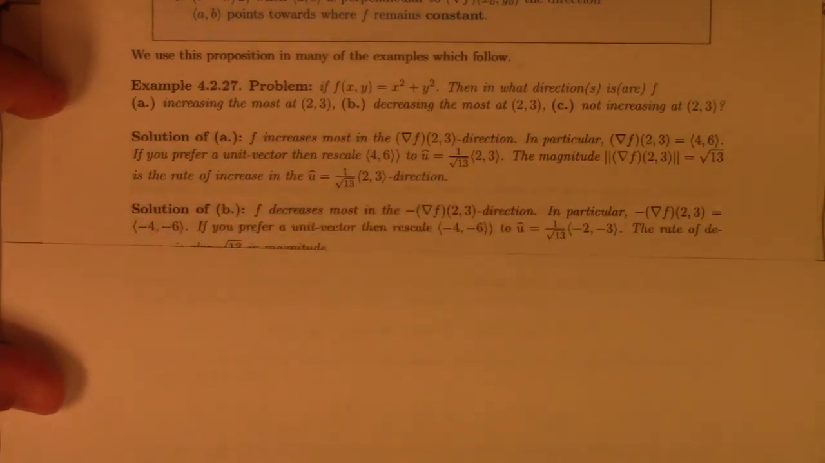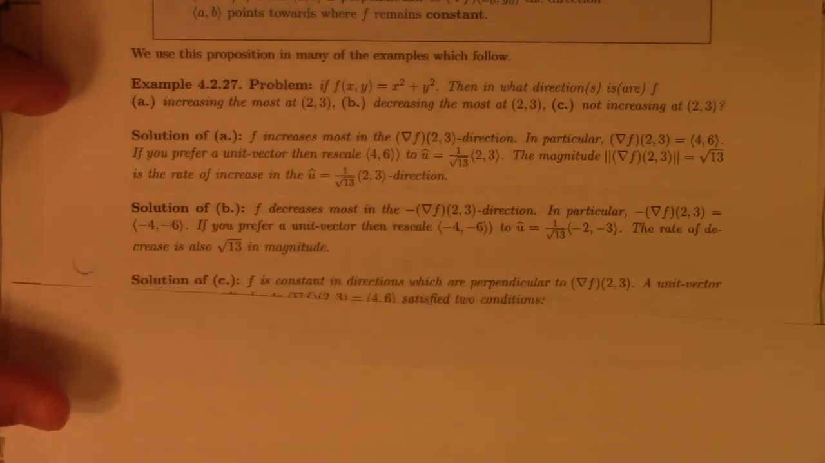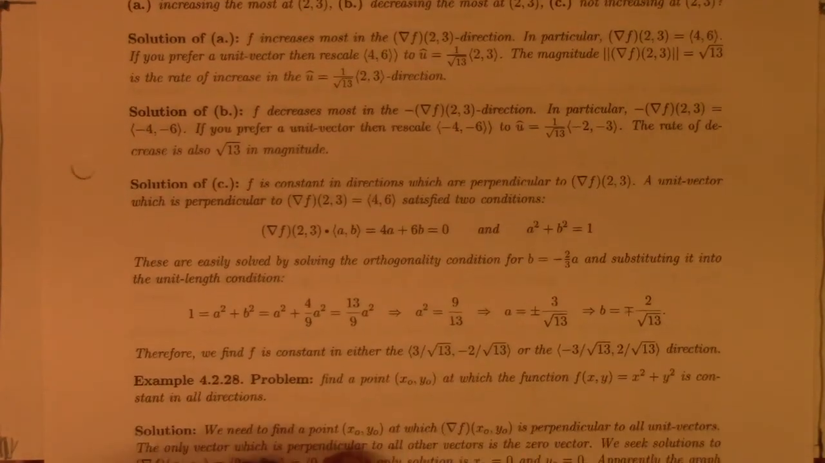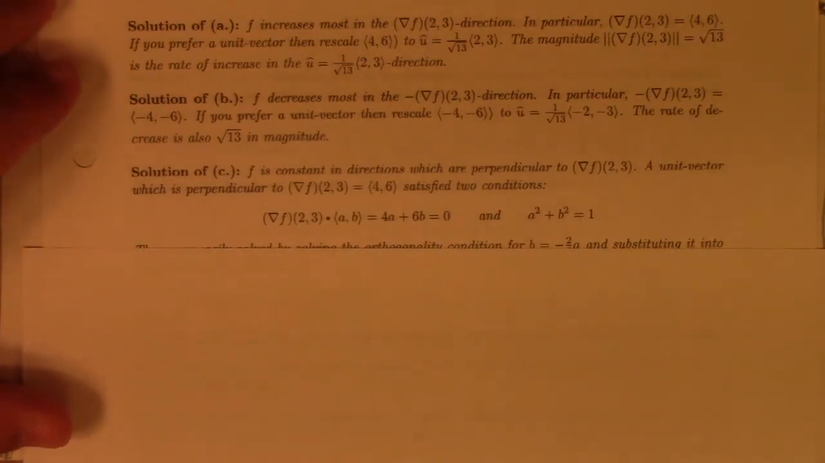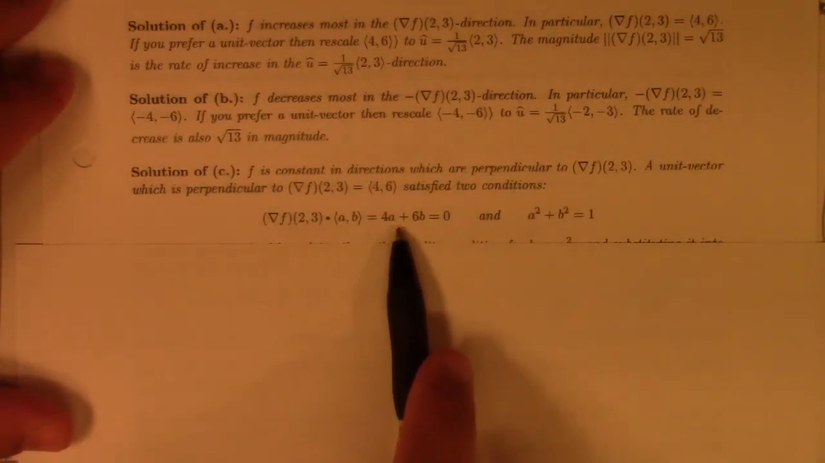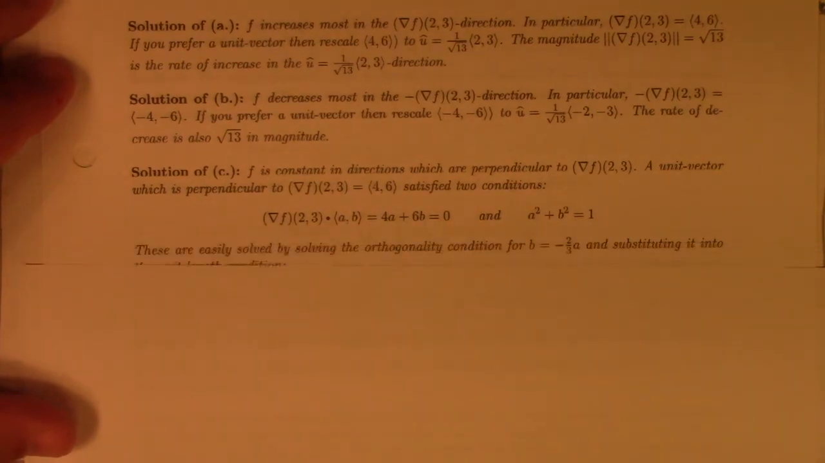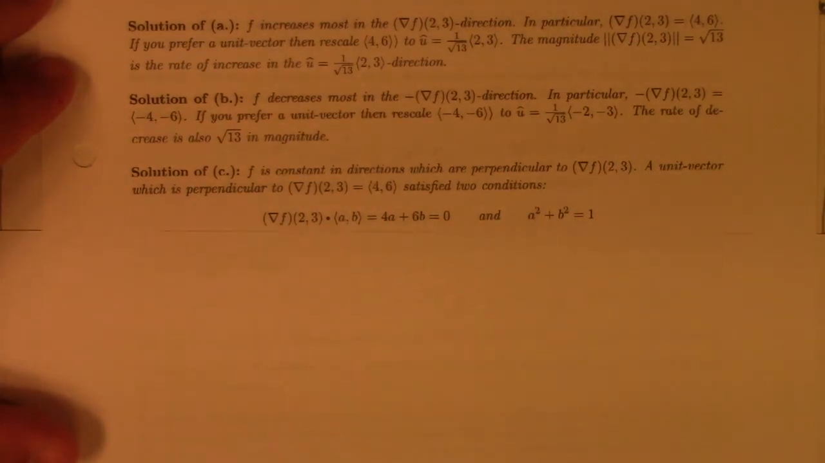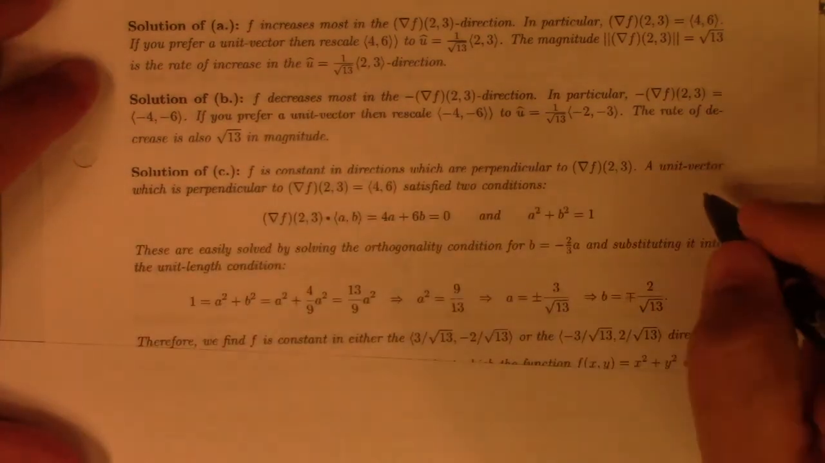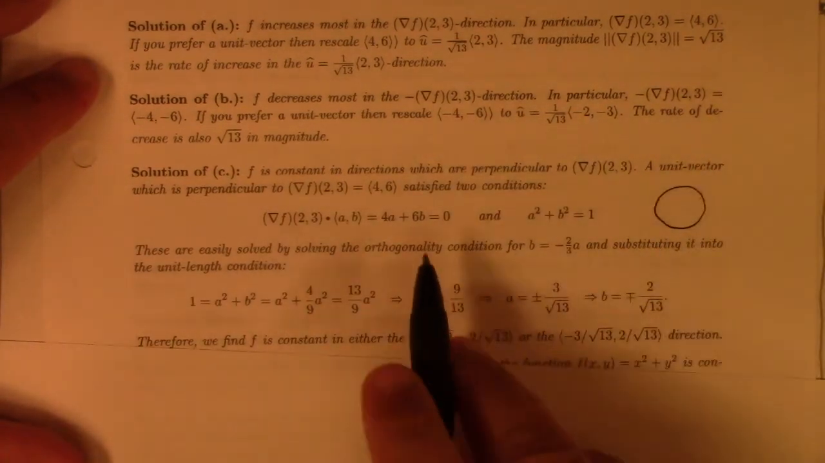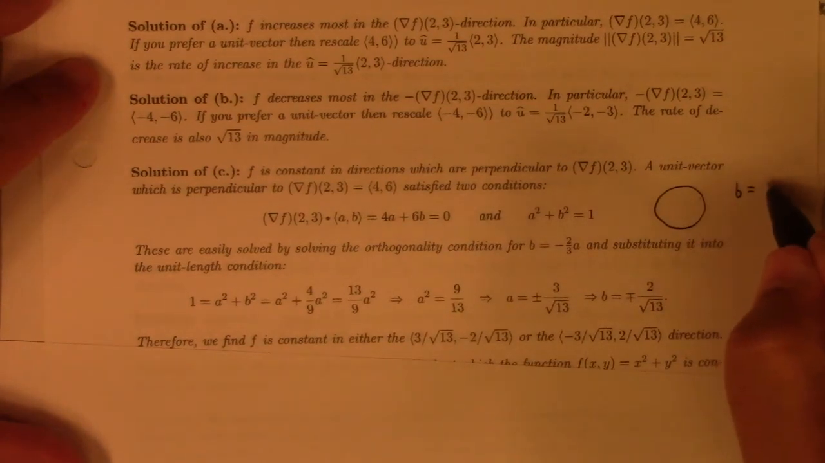It decreases in the minus that direction, and the maximum rate of decrease is minus root 13, or you could say the rate of decrease is root 13 in magnitude. And if you want it to be constant, well, you just want to be perpendicular to 2, 3, right? What vectors are perpendicular to 2, 3? They're the ones that satisfy 4a plus 6b equal to 0, and we need a unit vector, so we need a squared plus b squared equal to 1. You could think about that sort of geometrically. A squared plus b squared is a circle. That is, b is equal to minus 4a over 6.